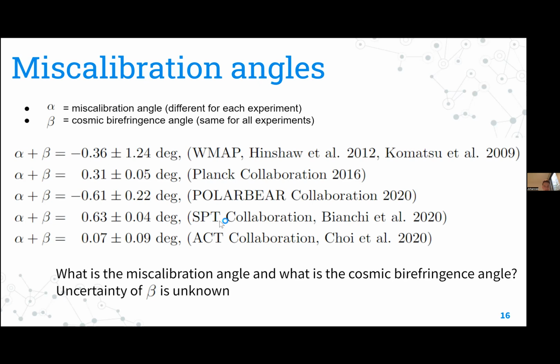For example, SPT here have a 15 sigma non-zero alpha plus beta. But these values don't really tell us much at all. They mostly tell us what their alpha is, but not beta, because there's no way for them to break this degeneracy between alpha and beta. And we are only interested in beta here. So these measurements don't tell us what the cosmic birefringence angle is, only the sum of the miscalibration angle and the cosmic birefringence angle.